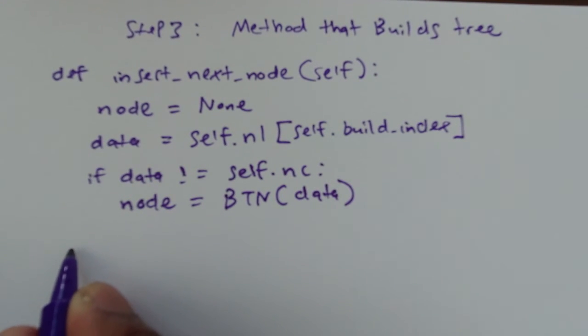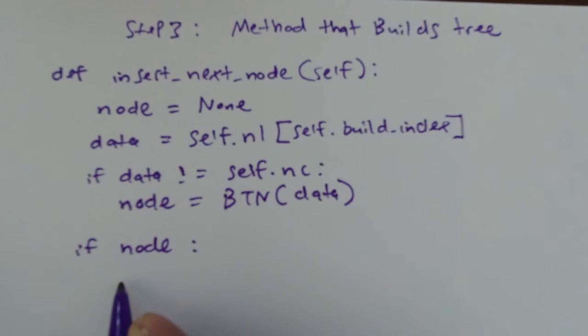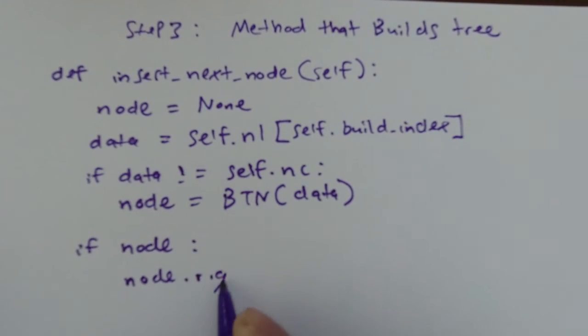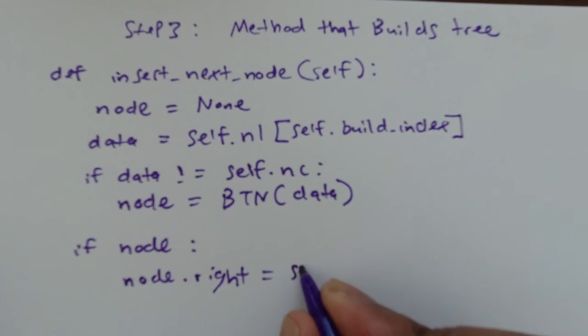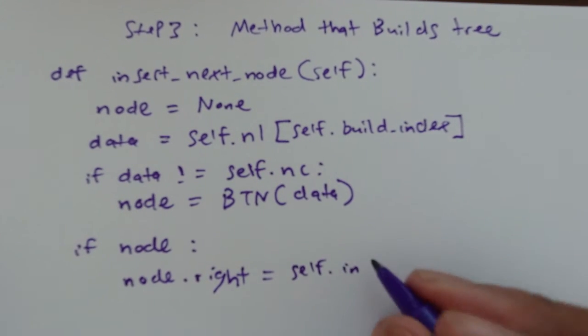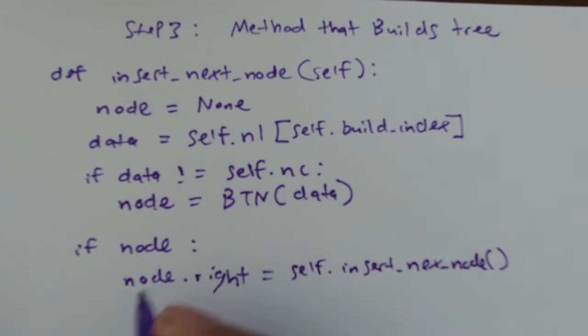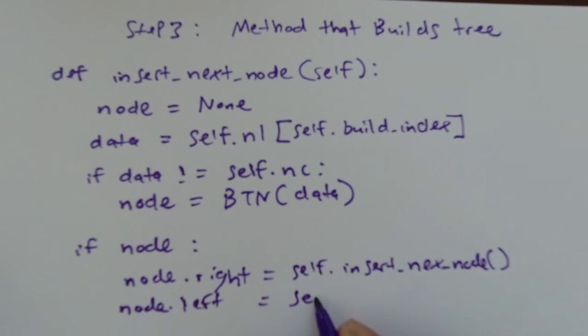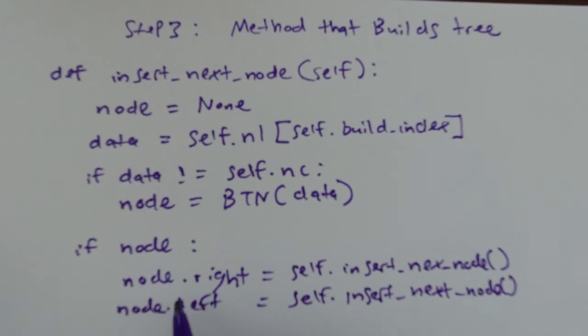And then if this node exists, so if we do have a node, we're going to define the right of the node, and to do this we'll call the same method that we are defining here. So we have recursion occurring. So we'll do node.right is equal to self.insert next node. And then we'll do node.left is equal to self.insert next node.